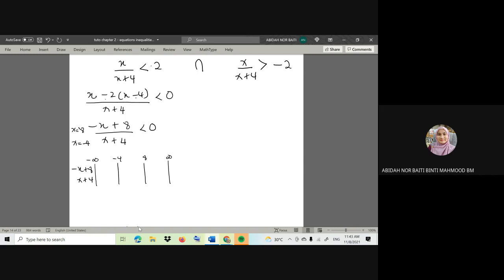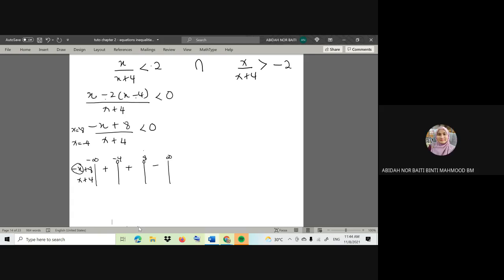Okay, so negative x plus 8, your x is positive 8. Okay, and your x value is negative. That means, okay, from this point to the right is negative. Okay, because we follow sign of x. Sign of x here is negative. So from this point to the right is negative. From this point to the left is positive. Boleh tak? Boleh ya? Yang belah kanan tu kita ikut sign of x kita.